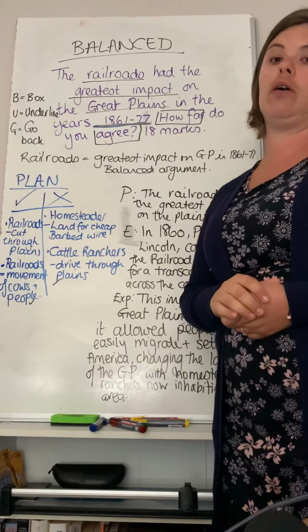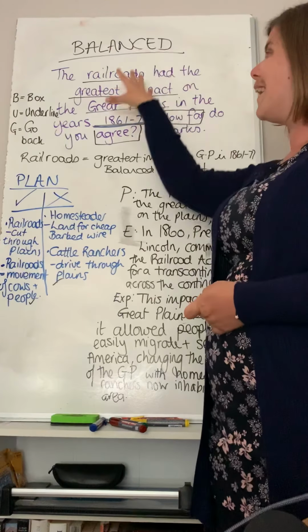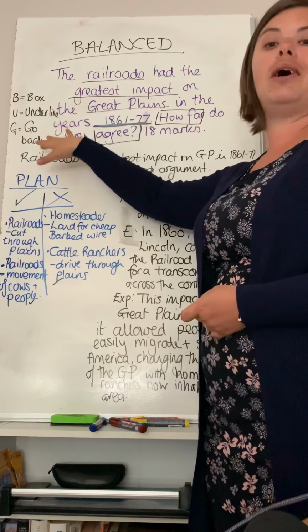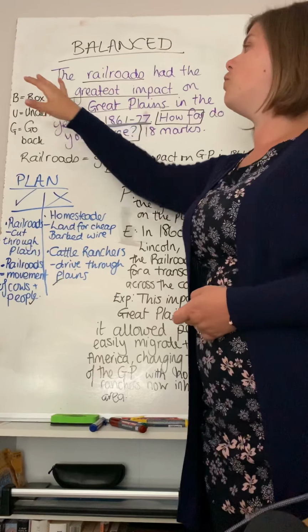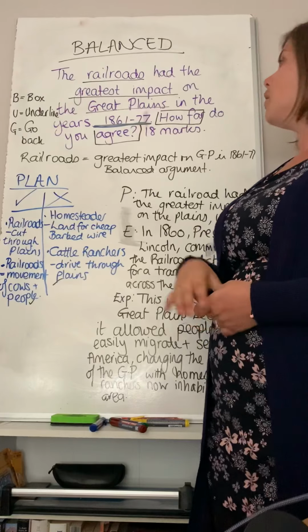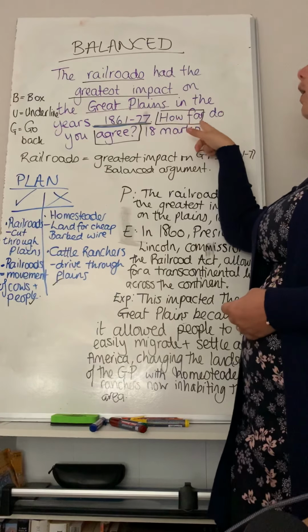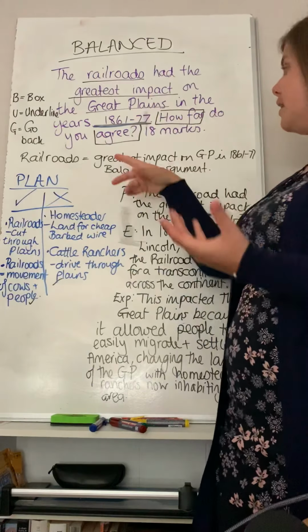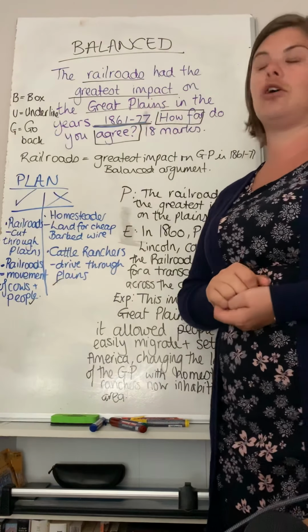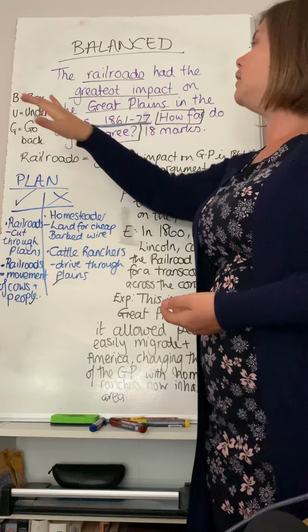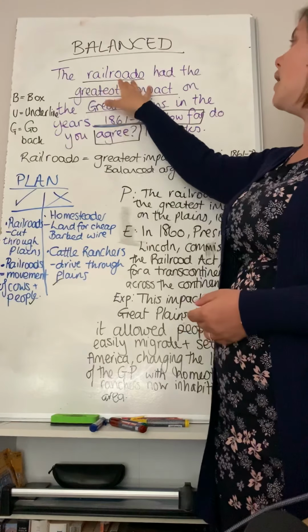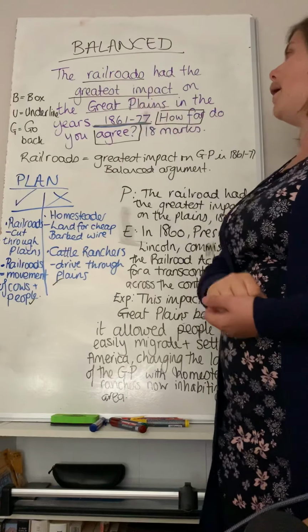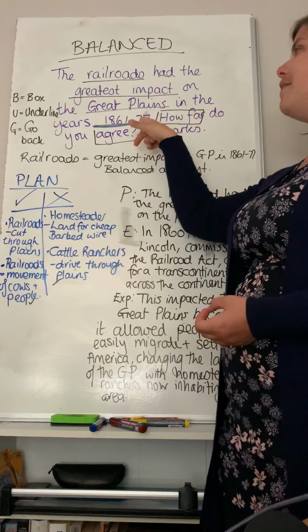Worth 18 marks. So to start your planning of this question, you need to bug your question. So first of all, you're going to box the command words. So your command words are how far, which to me means balance. So you need to agree and then disagree, which is our second command word. I've underlined the key words. First of all, the railroad, the greatest impact, and then the Great Plains and these years.